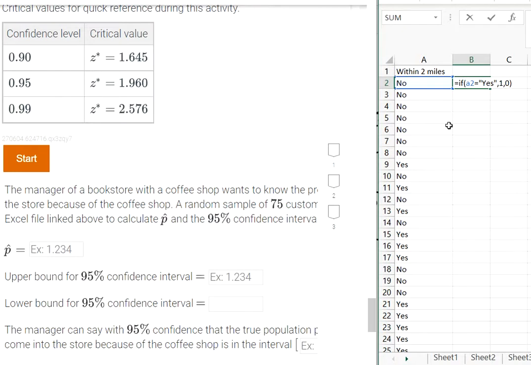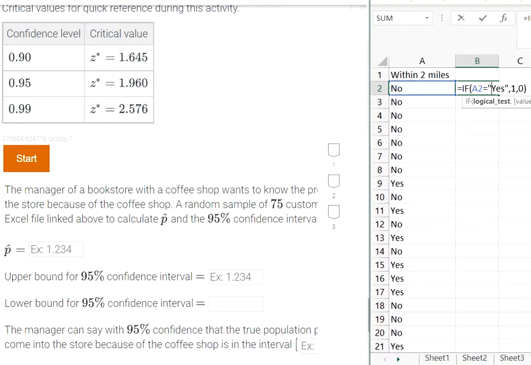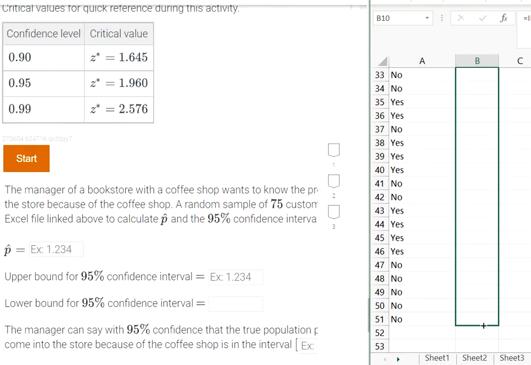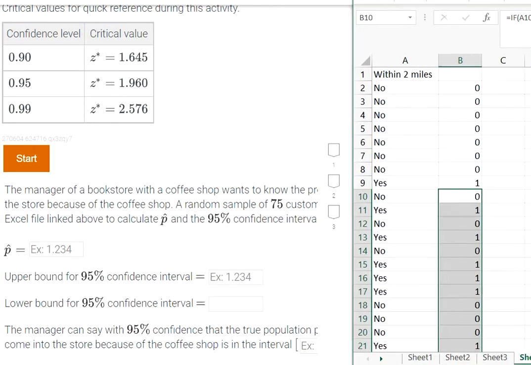So let me try to zoom in on that code. I don't think I can. So there's that code in case you need to pause the video and look at it. So if you drag that, it's giving us a 1 when we hit yes. You can do this in Google Sheets too. Drag that all the way down. That counts up all the yeses so that we don't have to try to do that by hand.